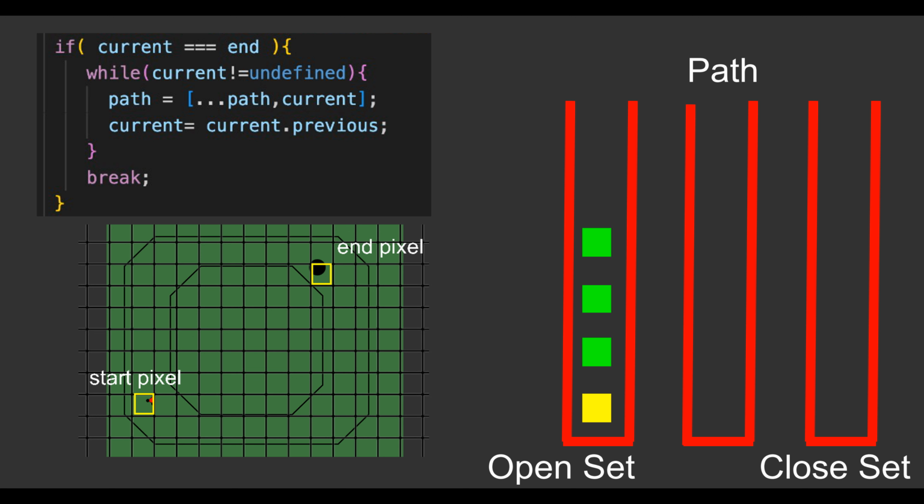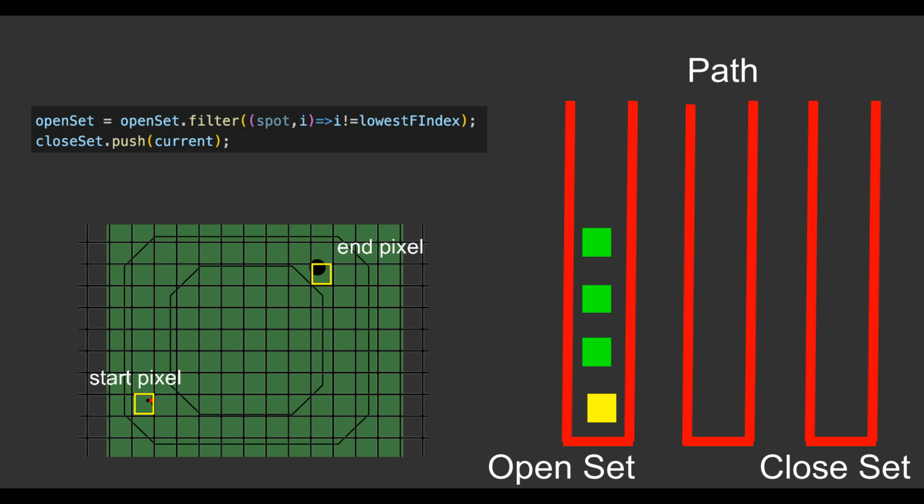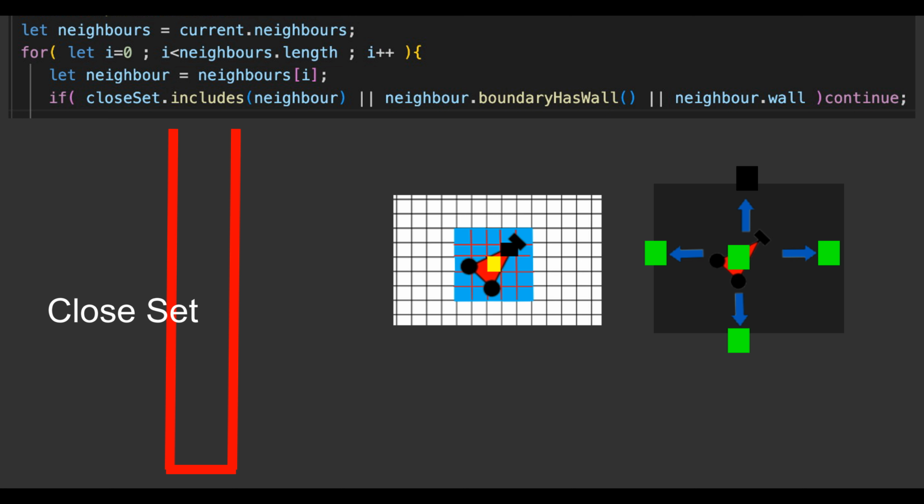We go backward from the target to the start using the previous pointers we set along the way. Each current pixel tells us where it came from, which helps us build the path. We remove the current pixel from the open set because we have already checked it, and we add it to the close set so that we don't check it again. We go through each of the current pixel's neighbors: up, down, left and right.